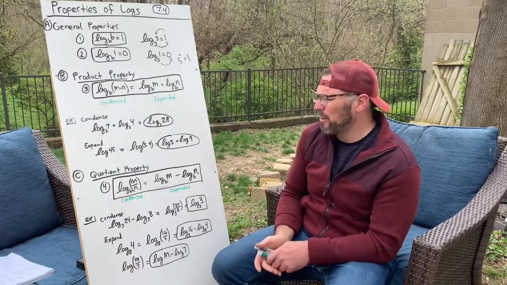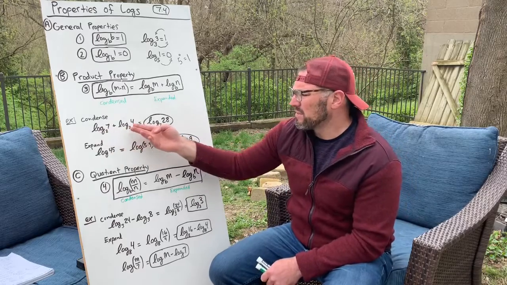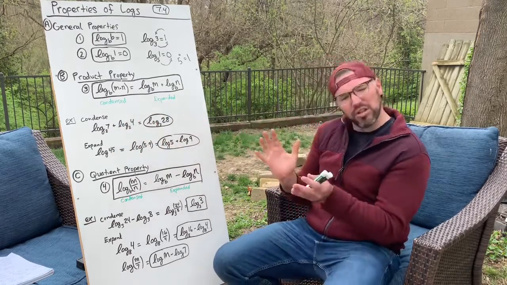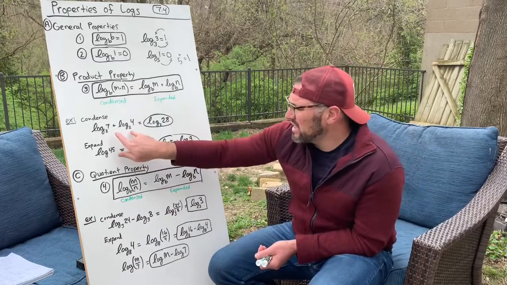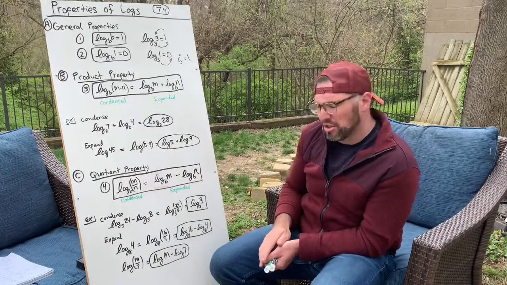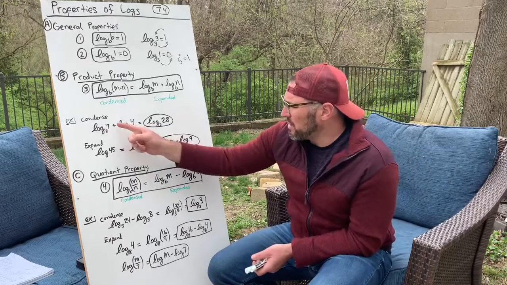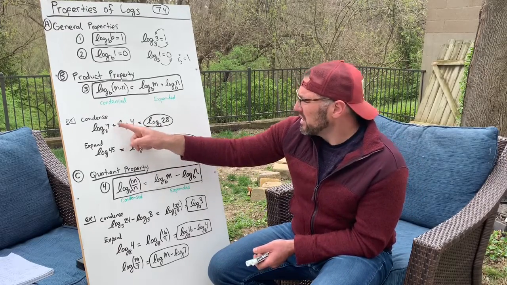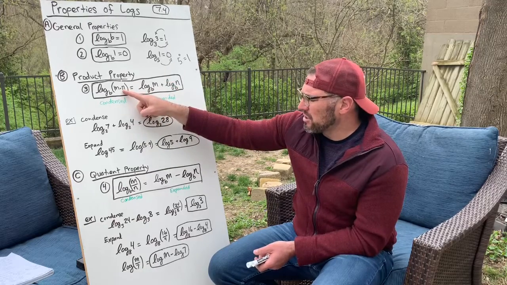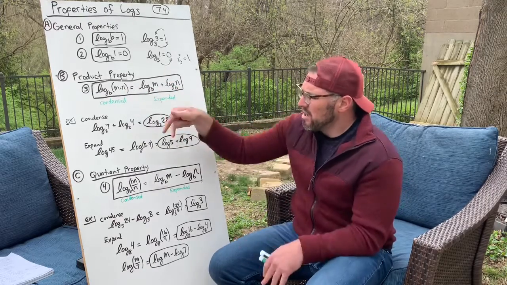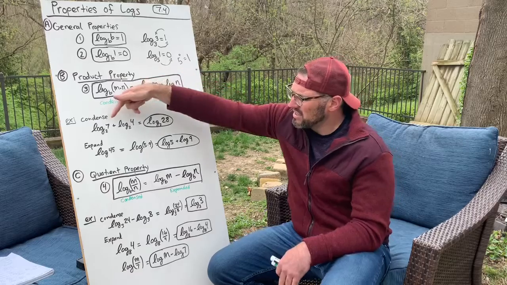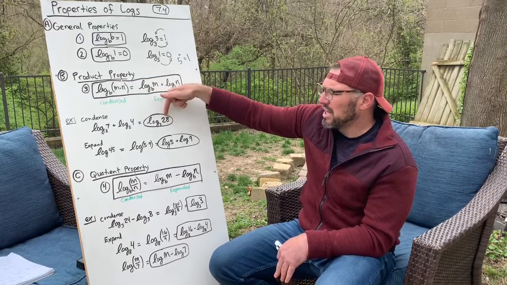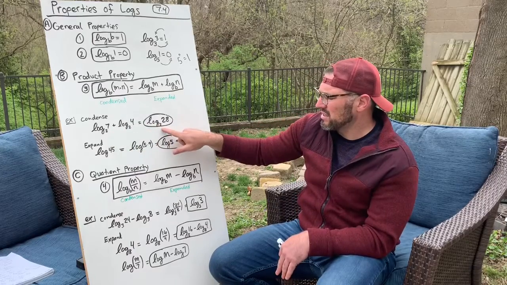Okay, so for example, take a look at these 2 logs. If the directions say to condense, well, we could put those together because these have the same base: log base 2 of 7 plus log base 2 of 4. This plus is associated with multiplication, which means I can condense by multiplying my inputs. 7 times 4 is 28. This is my condensed version. Notice it has the same base.